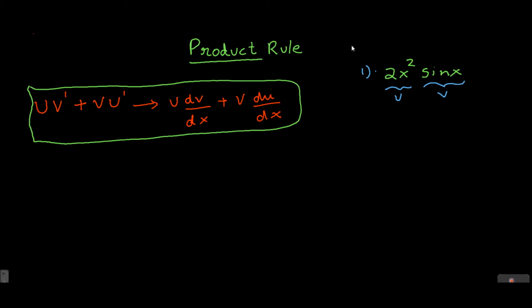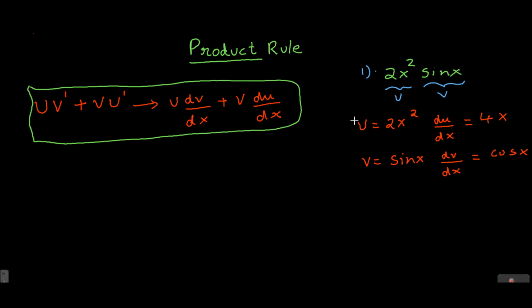So your u is going to be 2x squared. So your du over dx is going to be 4x. And your v is going to be sine x, and your dv over dx is going to be cosine x. So once you set this part, right? You should not have a problem getting the answer.